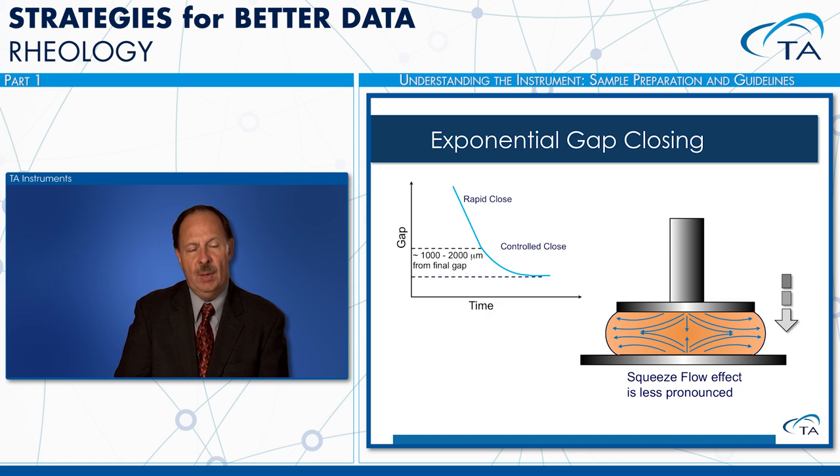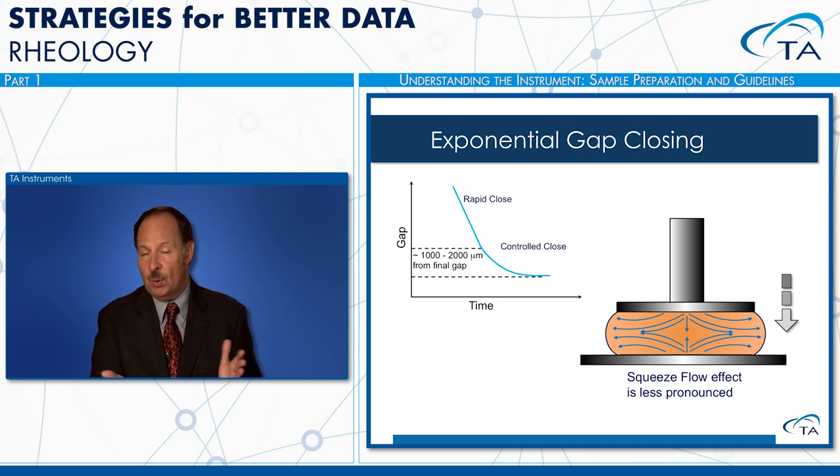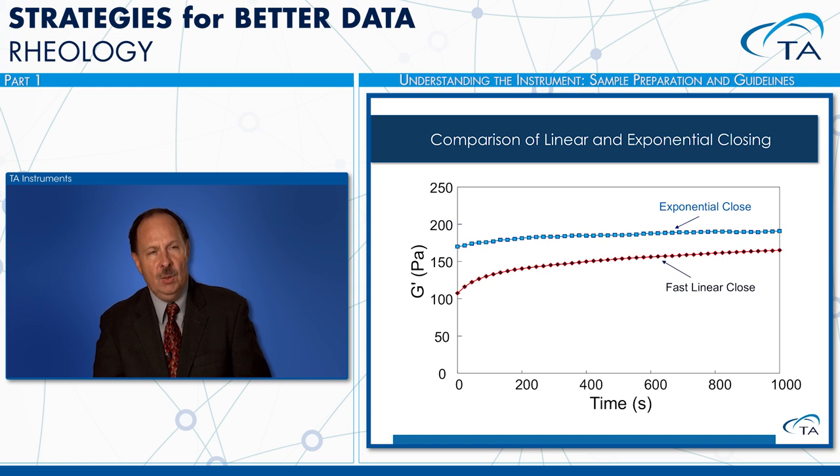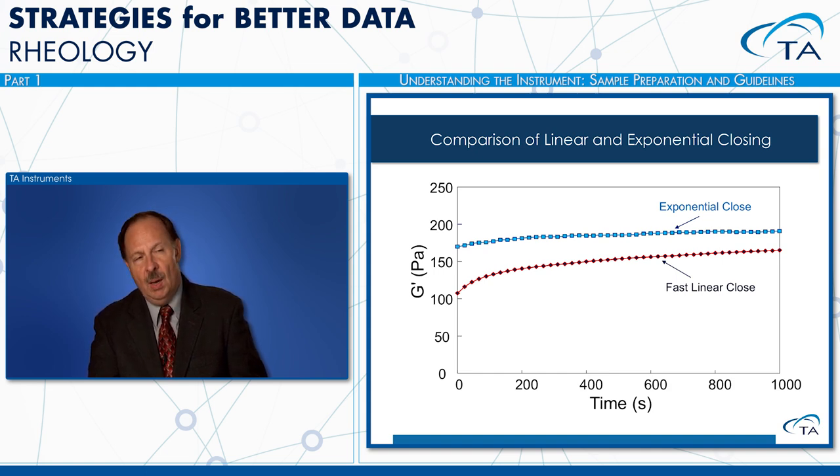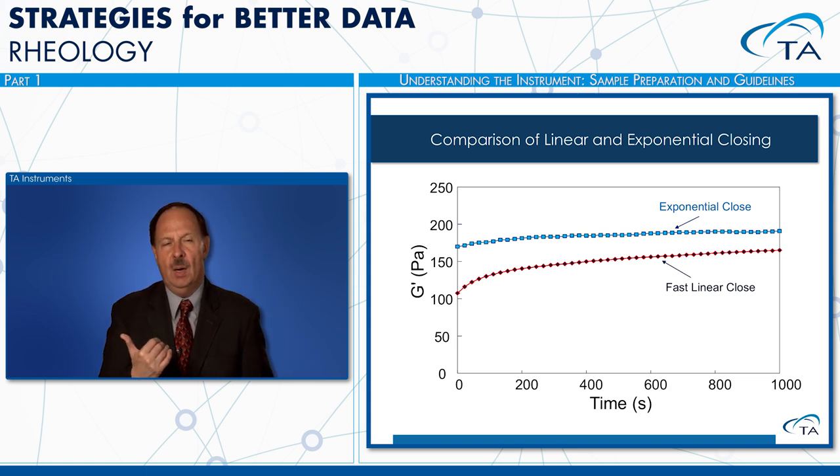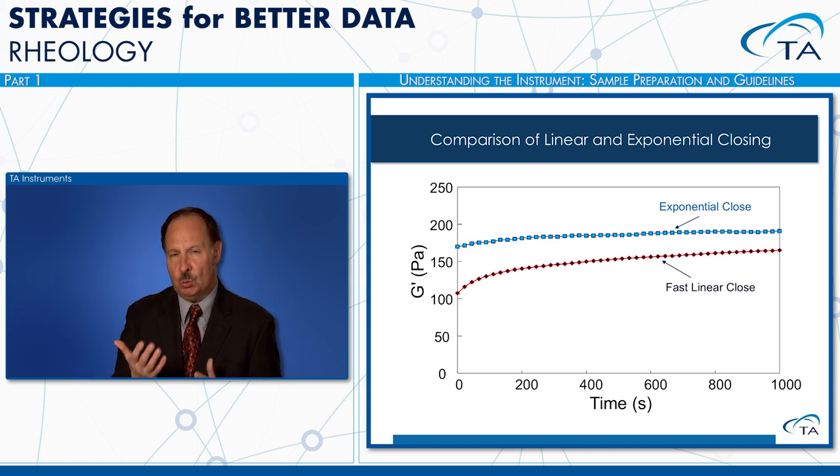So if your material is not this sensitive, you can use a convenient linear pattern for closing the gap. If you are concerned about the sensitivity, you do have that option of using an exponential gap closing, okay? So this is an example where we close things very quickly on a linear scheme. Here we've used an exponential. And as we had mentioned, the concern that we have with this rapid linear closure is that we may be destroying structure that we really would like to get in our measurement.